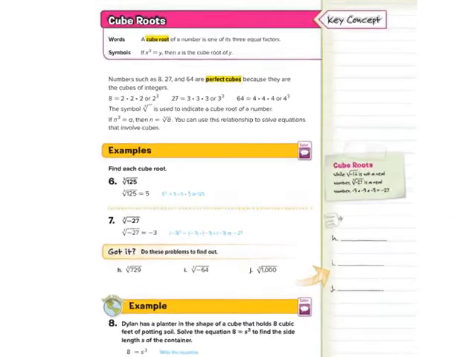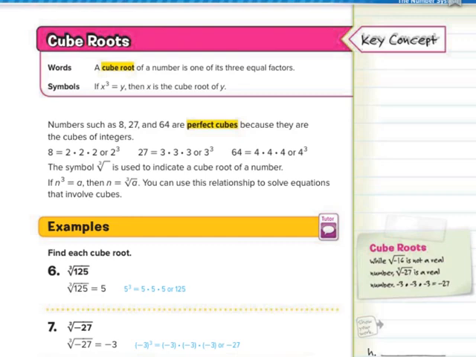Our next key concept is cube roots, and a cube root of a number is one of its 3 equal factors. So if x cubed equals y, then x is the cube root of y. Numbers such as 8, 27, and 64 are perfect cubes because they're the cube of integers. 8 equals 2 times 2 times 2, or 2 to the third. 27 equals 3 times 3 times 3, or 3 to the third. And 64 equals 4 times 4 times 4, or 4 to the third. The cube root symbol is used to indicate a cube root of a number. You see the little 3 there. Now you can use this relationship to solve equations involving cubes.